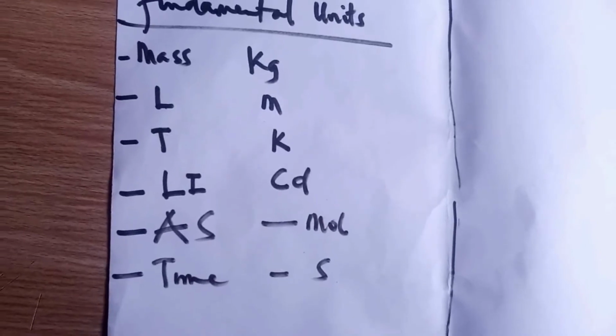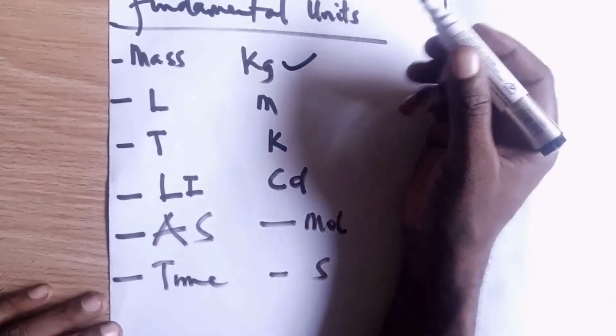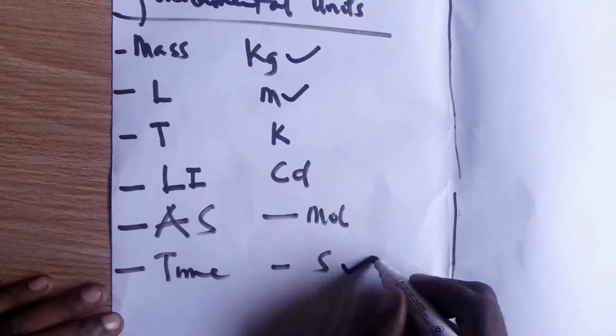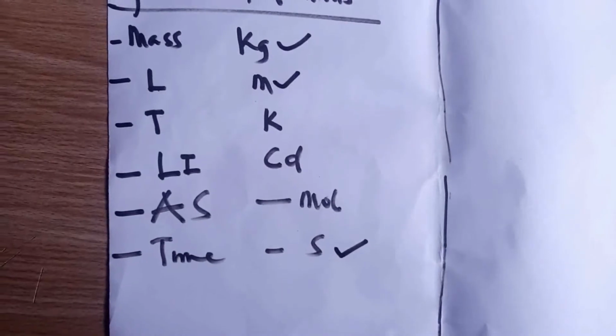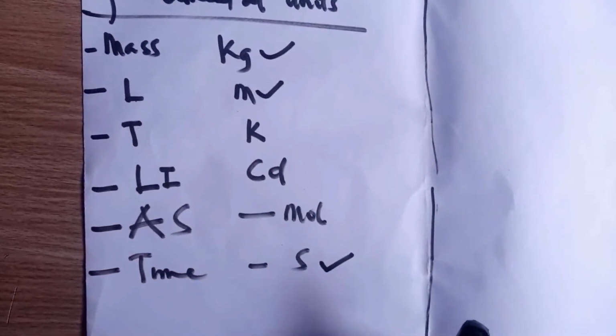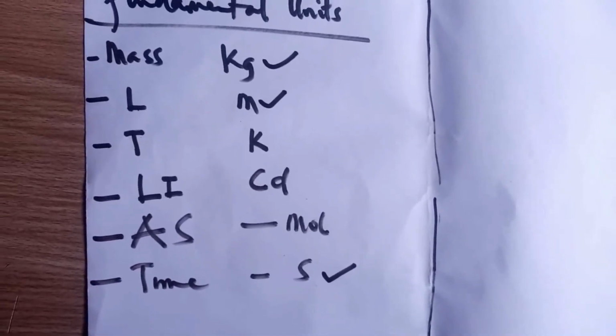But as far as mechanics is concerned, these are the ones we will mostly deal with. We are going to deal with mass, we are going to deal with length, and we are also going to deal with what? Time. So if you look at it, you will see that in mechanics, most of these other fundamental quantities are redundant. Now we go ahead to look at what are derived quantities.